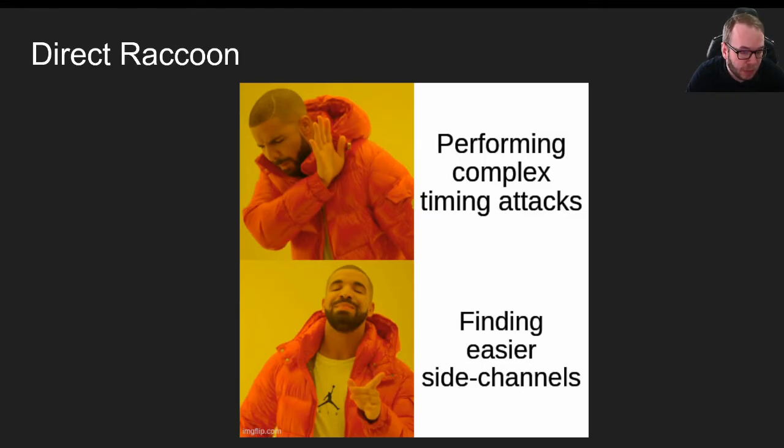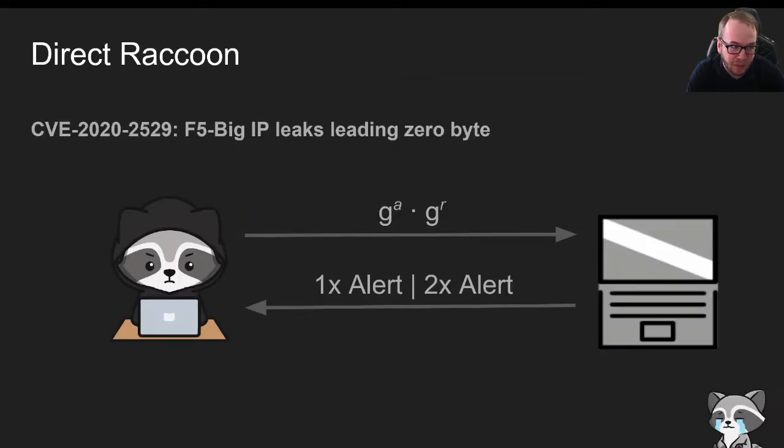So what you can do is you can perform these complex timing attacks, but what we found is there are sometimes easier ways, where you do not need this special network equipment and you do not need to do all this kind of really hard stuff, but you can do something much, much easier. And that is CVE-2020-2529, which is from the company F5, which produces TLS acceleration equipment. F5 Big-IP had a bug which caused it to leak leading 0 bytes.